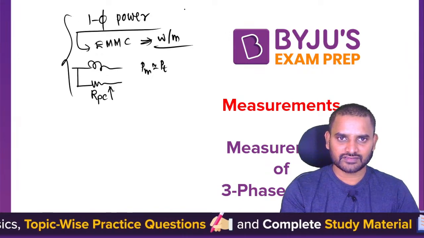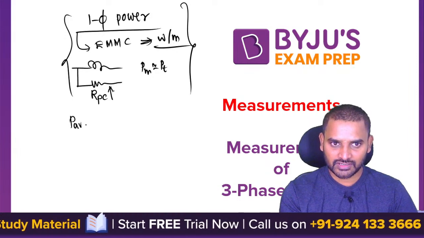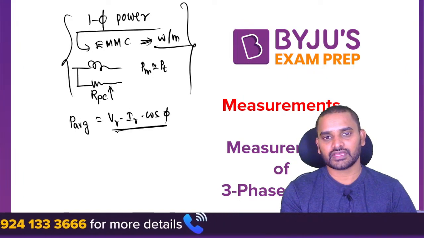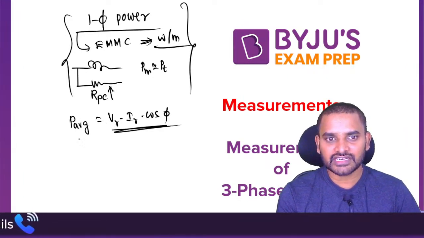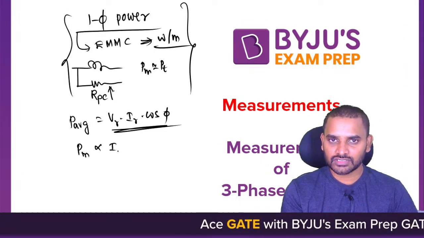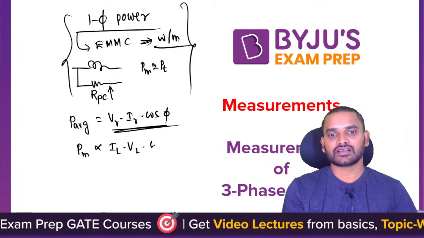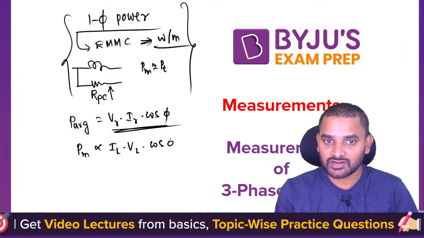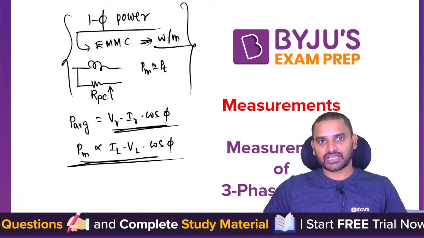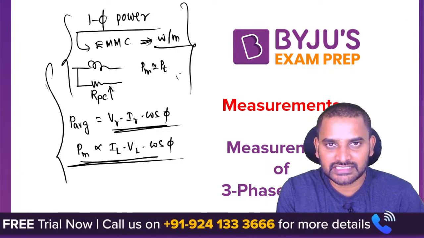So we have seen the single phase power measurement and the power equation, the instantaneous power. The average power also we have calculated, that is VRMS IRMS cos phi, and the same value is indicated by the meter also. The meter gives you the current through the current coil, that is the load current, and the voltage across the pressure coil, that is the load voltage, and cos of the angle between ICC and IPC is the power factor angle. So the deflection of the wattmeter is proportional to load voltage, load current, and the power factor component. This is what we discussed in the last session.